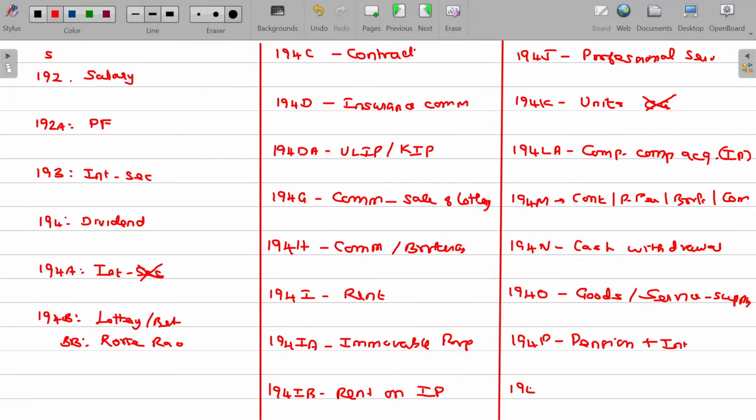194Q is purchase of goods. Earlier it was sale, here it is now purchase. 194R is perquisites of PGBP.